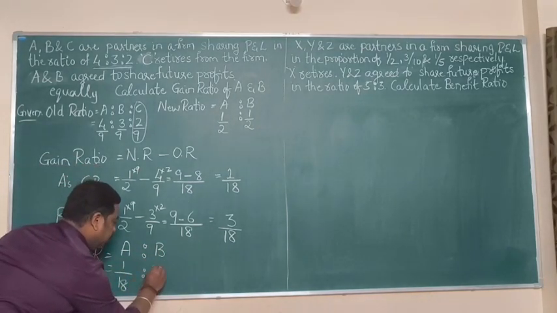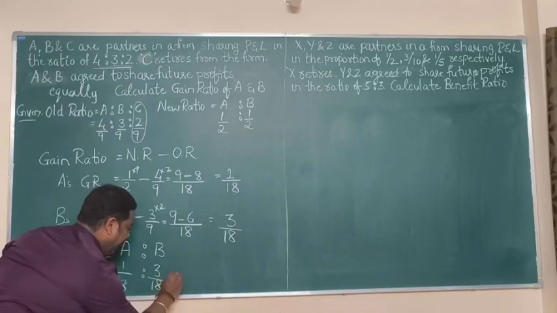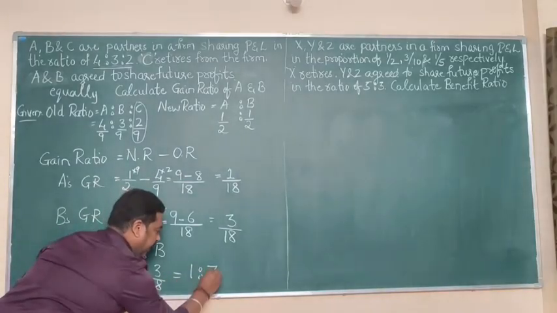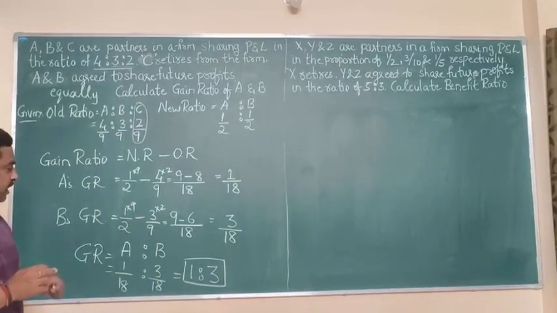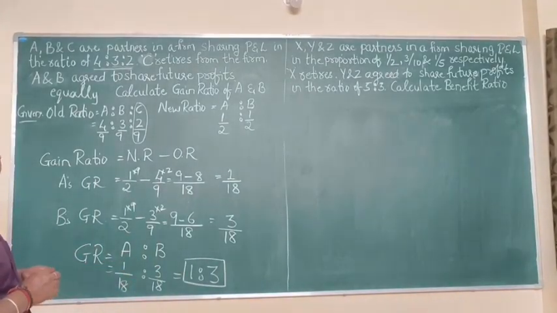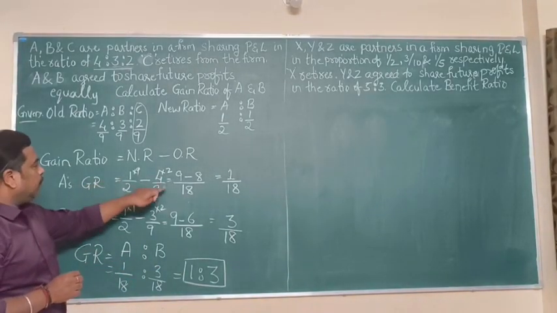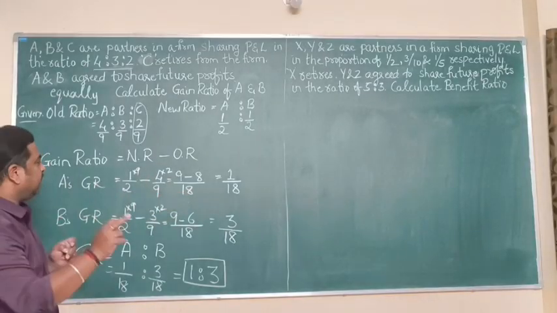1/18 is to 3/18. So, the final answer will be, LCMs are same, so no need to simplify it or change it. So 1 is to 3. So 1/2, 4/9, 18. Once again cross check the answer.